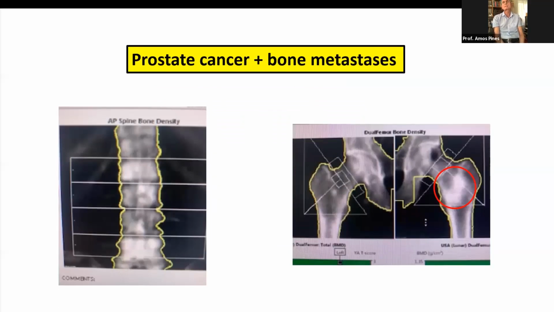If you deal with oncology patients, of course, the opportunity to look at bones is also an opportunity to see whether or not there are metastases. So again, these are oncology patients with bone metastases. On the left side, it's vertebral metastasis. On the right side, it's femoral metastasis.